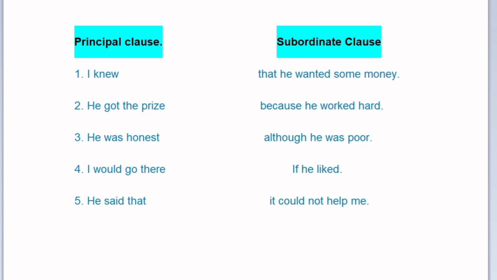Principal clause, number one: I knew. Subordinate clause: Daddy wanted some money. He got the prize because he worked hard. He was honest, although he was poor. I would go there if he liked. He said that he could not help me.